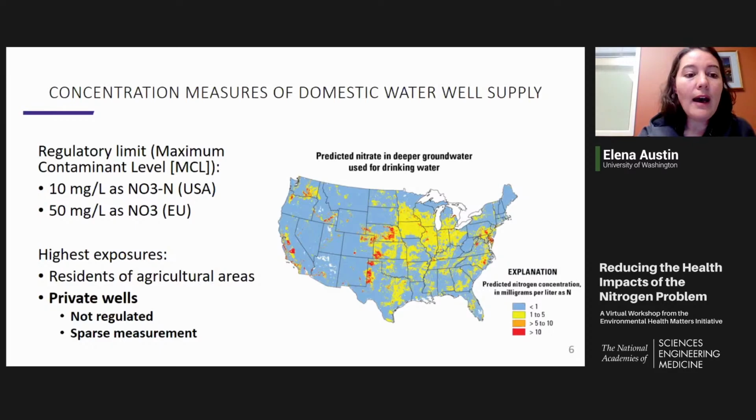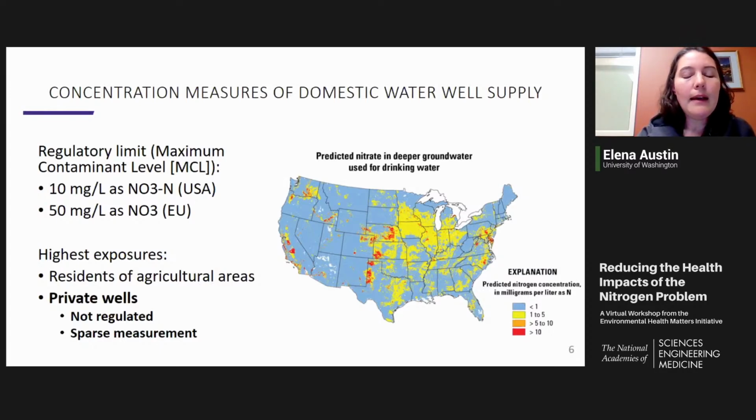And so the highest exposures for individuals are for residents of agricultural areas. Again, I hope you're seeing here the distribution and patterns of these nitrate concentrations in groundwater overlap somewhat with agricultural production, although it is also related to the geology and soil characteristics of particular regions.